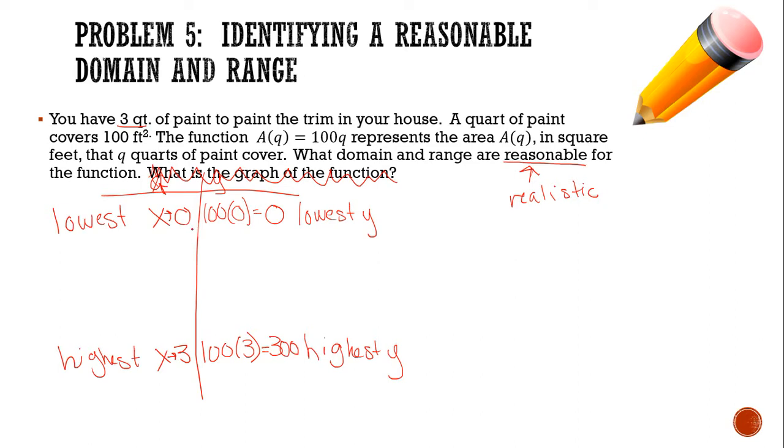Now, what this allows me to do is pick some x values that go between 0 and 3. So I could pick 1 and I could pick 2. Then I can get the related y values. So if I plug in 1, I would get 100 times 1, which is 100, and 100 times 2, which is 200. So what this allows me to do is create a graph that's realistic and has points that make sense.